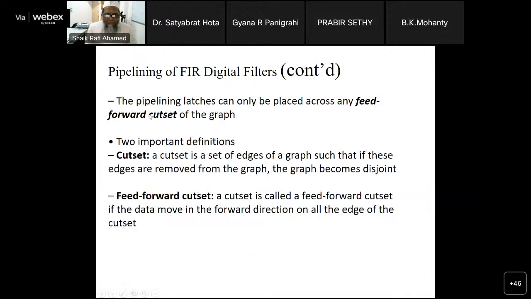So in cut set pipelining, whatever the complex system is, this will give the place where we have to place the latches without changing the functionality. For that, we define a cut set as a set of edges of the graph such that if these edges are removed, then the graph becomes disjoint. And that cut set is called feed forward if the direction of all the data points are in the forward direction. This will be clear in the next example.